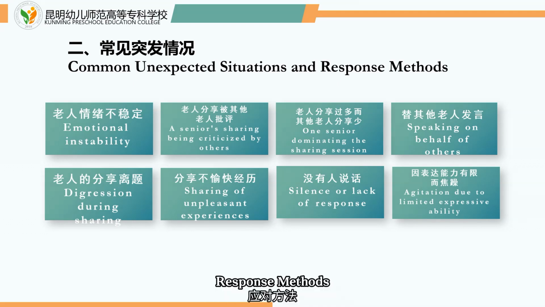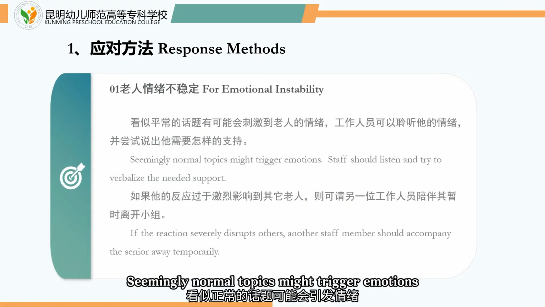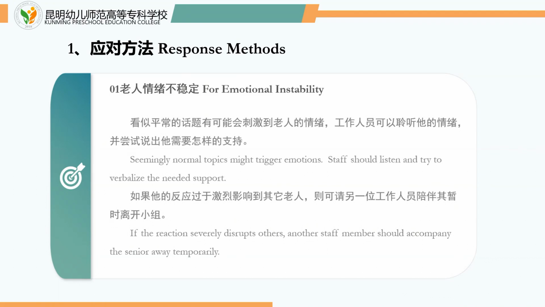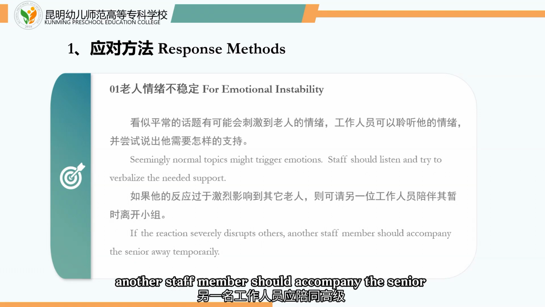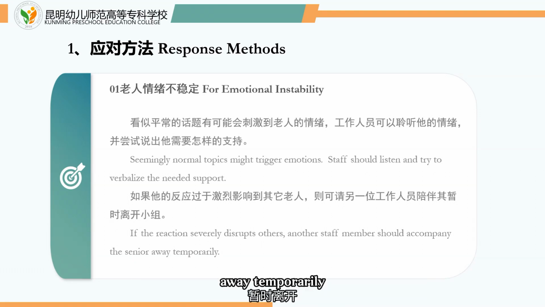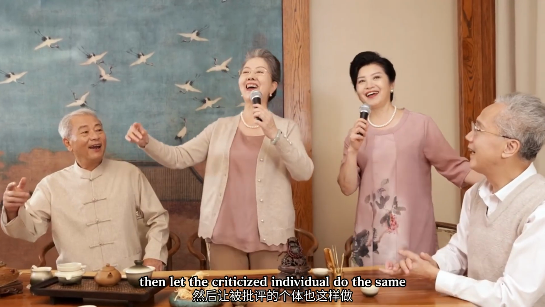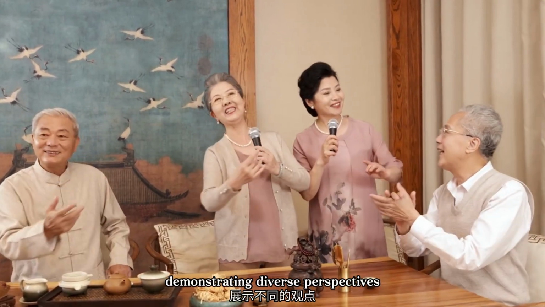Second, response methods. A. For emotional instability. Seemingly normal topics might trigger emotions. Staff should listen and try to verbalize the needed support. If the reaction severely disrupts others, another staff member should accompany the senior away temporarily. B. For criticism from peers. Staff can guide the criticizer to state their values. Then, let the criticized individual do the same, demonstrating diverse perspectives.